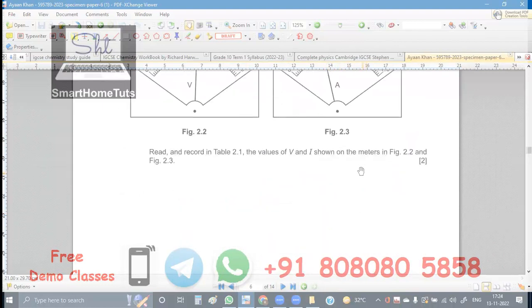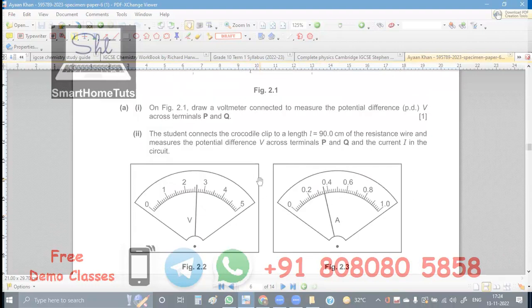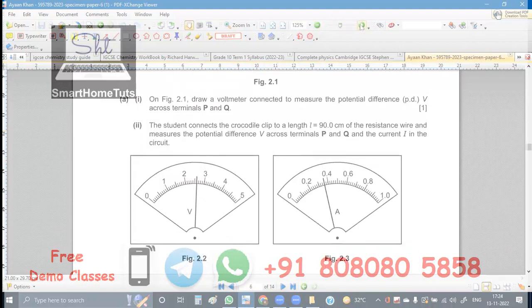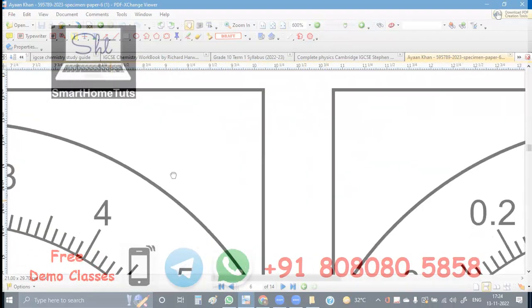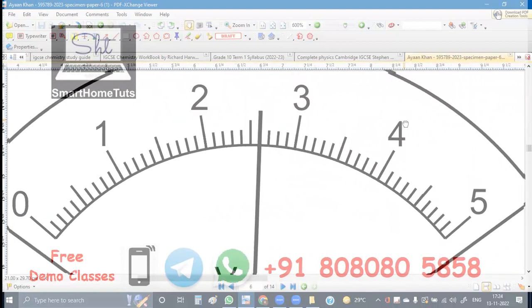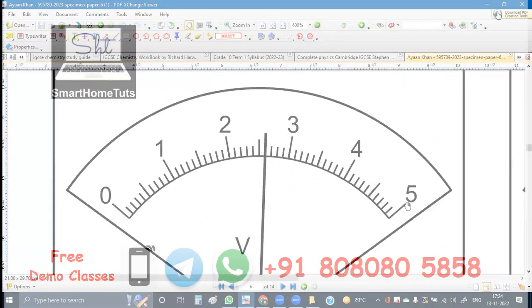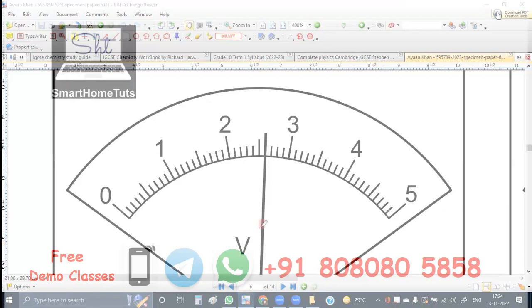We have to read and record the readings of voltmeter and ammeter, that is V and I. We'll just zoom in and do it. First, I'm taking the reading of V. Can you tell me how much is the reading of voltmeter reading V? The pointer is here. This is the pointer. How much is the reading?